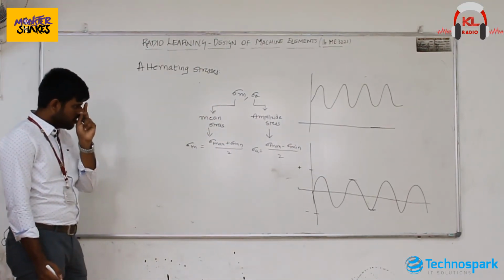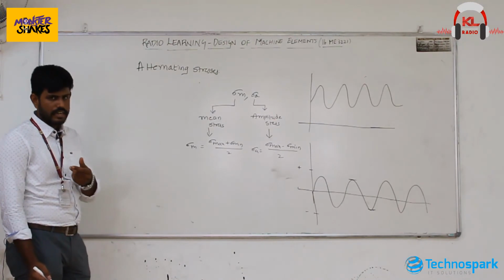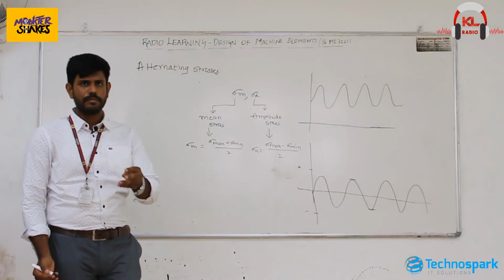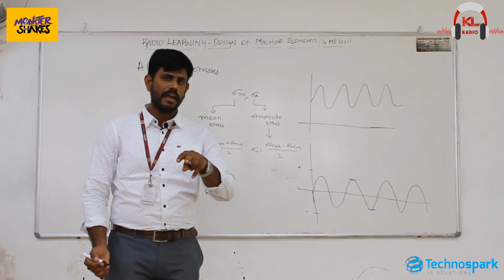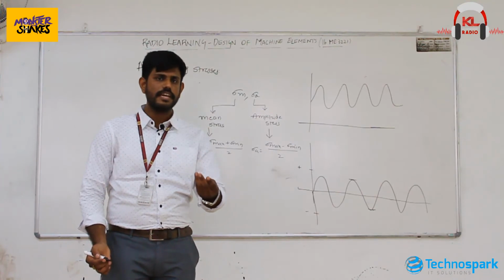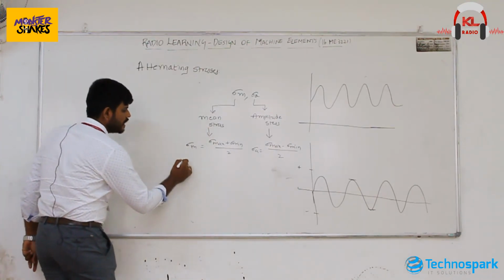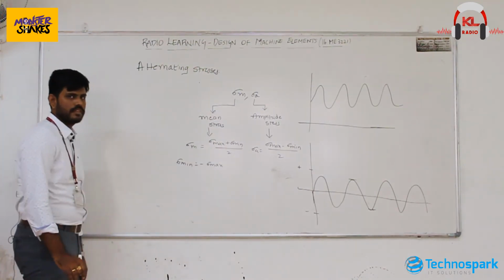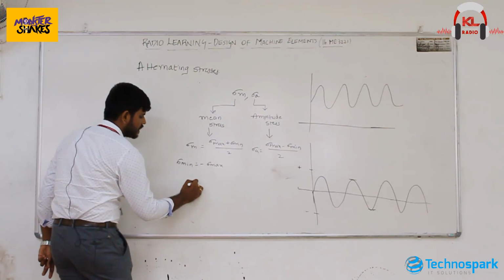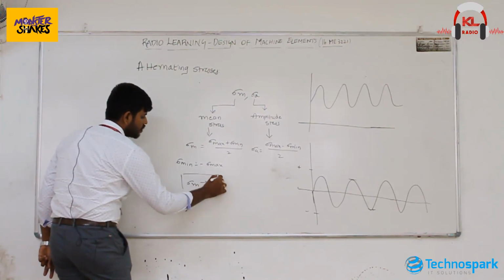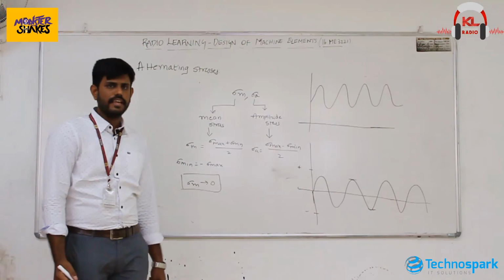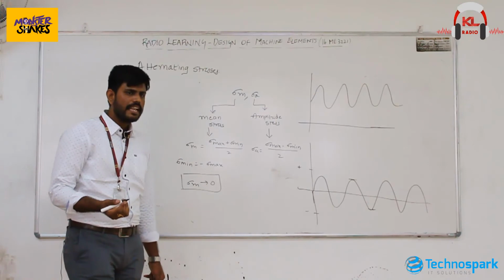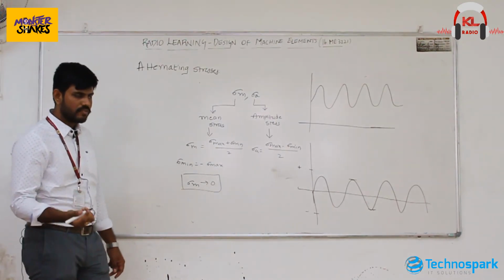Now consider a reversed axial stress, where sigma max and sigma minimum are equal in magnitude but change direction. That means sigma minimum will be minus sigma maximum. If I substitute this, sigma m tends to 0. That means the mean stress will be 0 in reversed axial loading, that is, completely reversed loading.